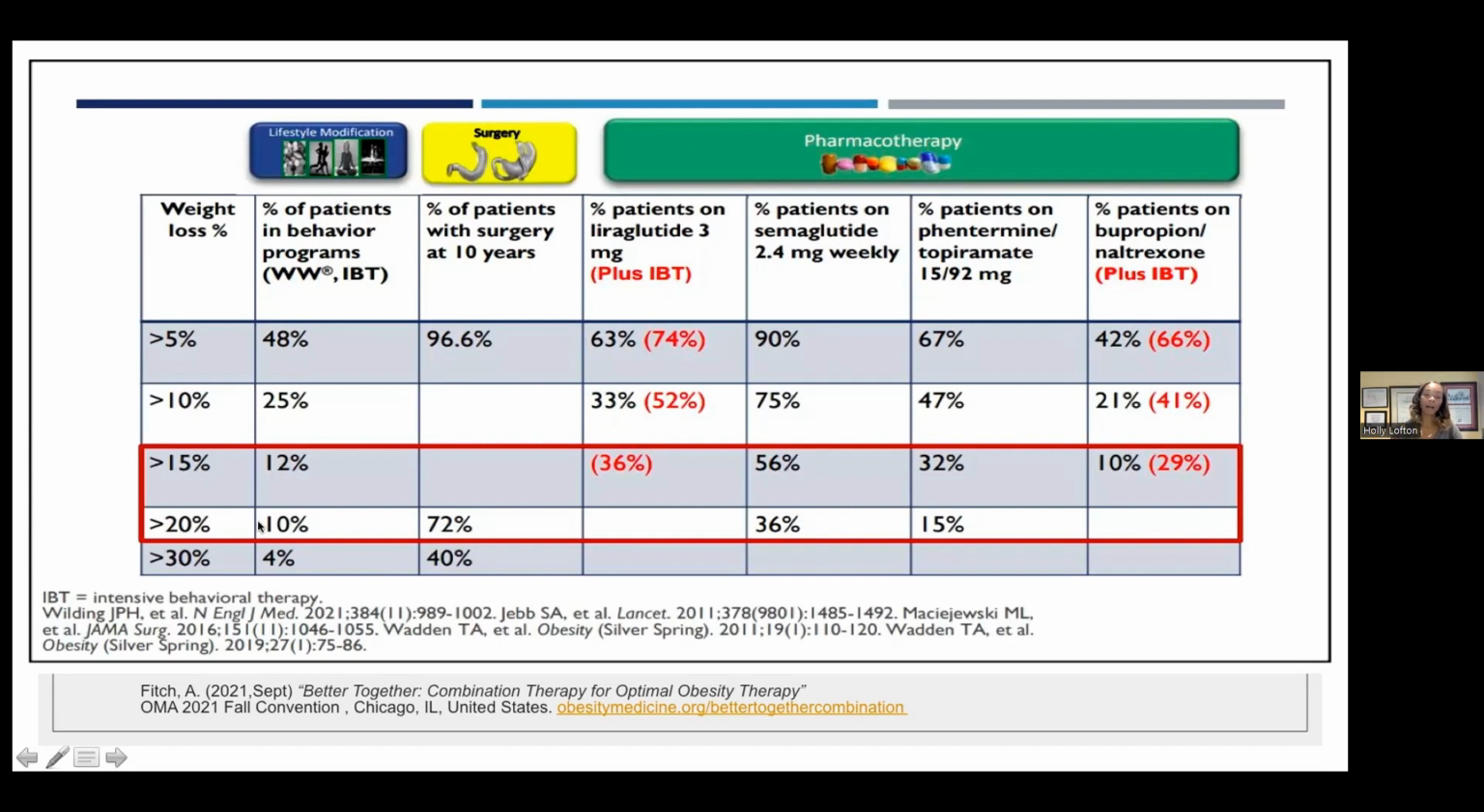As we get into the higher categories, using lifestyle modification, a patient has about a 10% chance, and even that's high when you look at some of the studies, of losing more than 20%. Looking at bariatric surgery, patients who lose this amount of weight at 10 years have a high chance of losing more than 20% at 10 years. It's about a 70% chance.